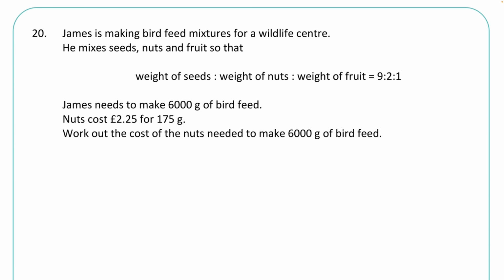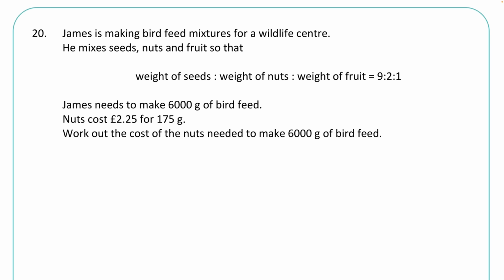Question 20 here, we have James is making bird feed mixture for a wildlife centre. He mixes seeds, nuts and fruits, so that seeds to nuts to fruits is 9 to 2 to 1. And he needs to make 6,000 grams of bird feed. Nuts cost £2.25 for 175 grams. Work out the cost of the nuts needed to make the 6,000 grams of birdseed.